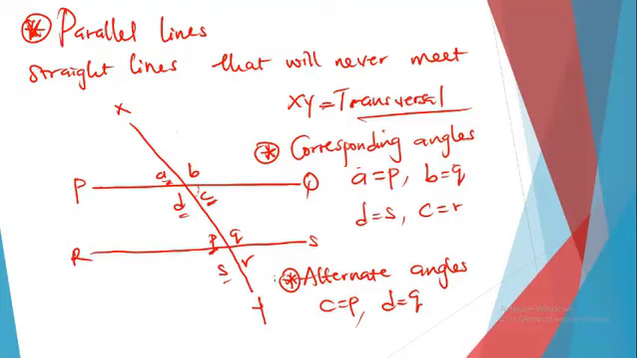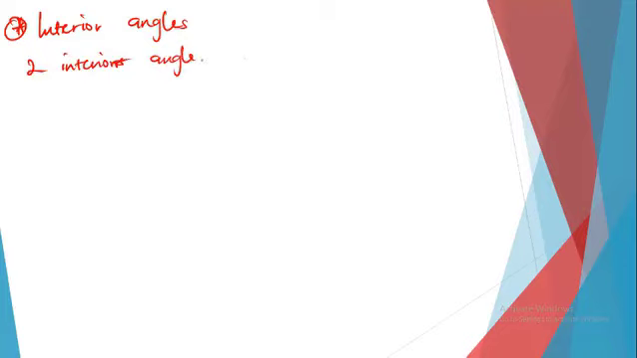Apart from corresponding angles and alternate angles, we have what we call interior angles. Two interior angles are supplementary. You know what we mean by being supplementary? It means that two of them sum up to 180. Addition of the two angles gives us 180.